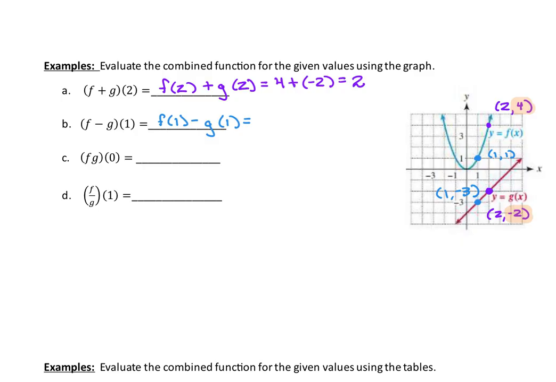And again, for this, 1 is our x value, we want the y values. So we are going to subtract 1 and negative 3. Be very careful here with your signs because what we have is 1 minus negative 3. And this is equal to positive 4.